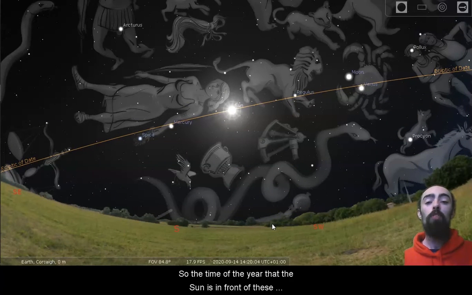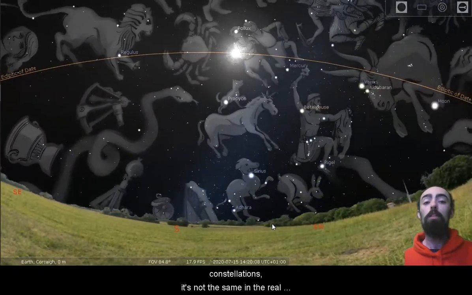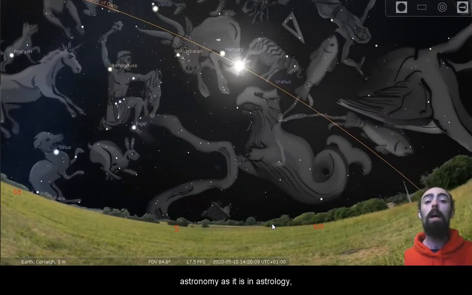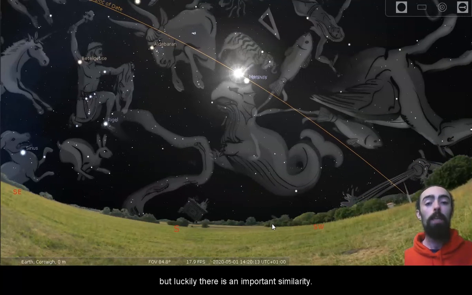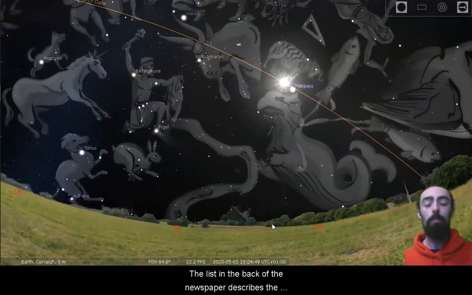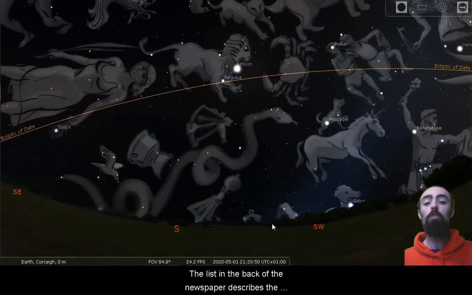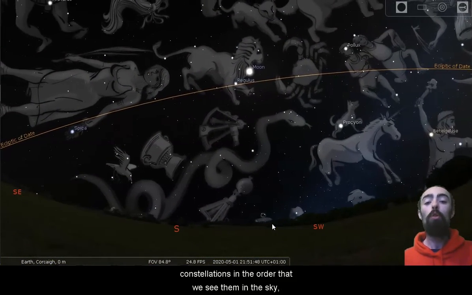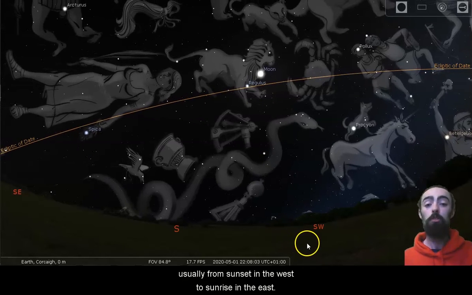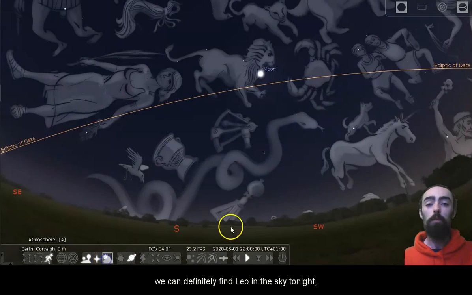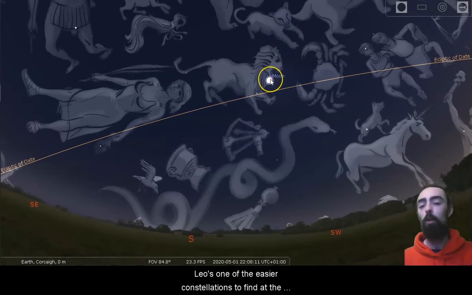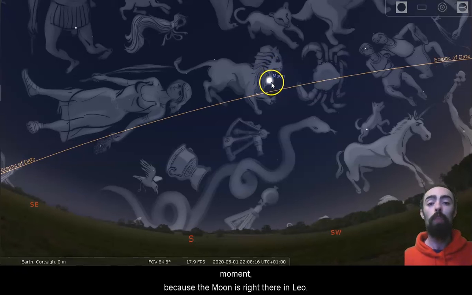So the time of year that the sun is in front of these constellations is not the same in the real sky. It's not the same in astronomy as it is in astrology, and that is one of the many differences. But luckily, there is an important similarity. The list in the back of the newspaper describes the constellations in the order that we see them in the sky, usually from sunset in the west to sunrise in the east. So if we bring back our lovely blue sky, we can definitely find Leo in the sky tonight. Leo is one of the easier constellations to find at the moment because the moon is right there in Leo.